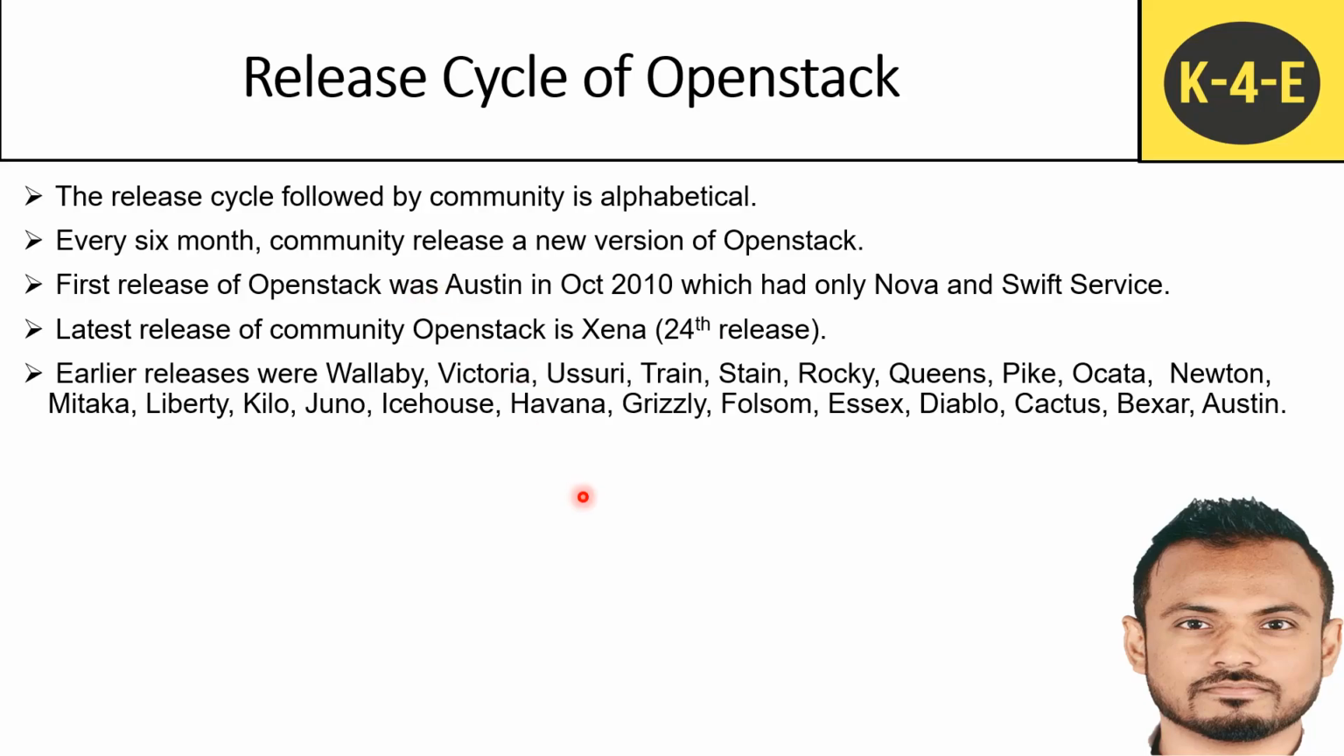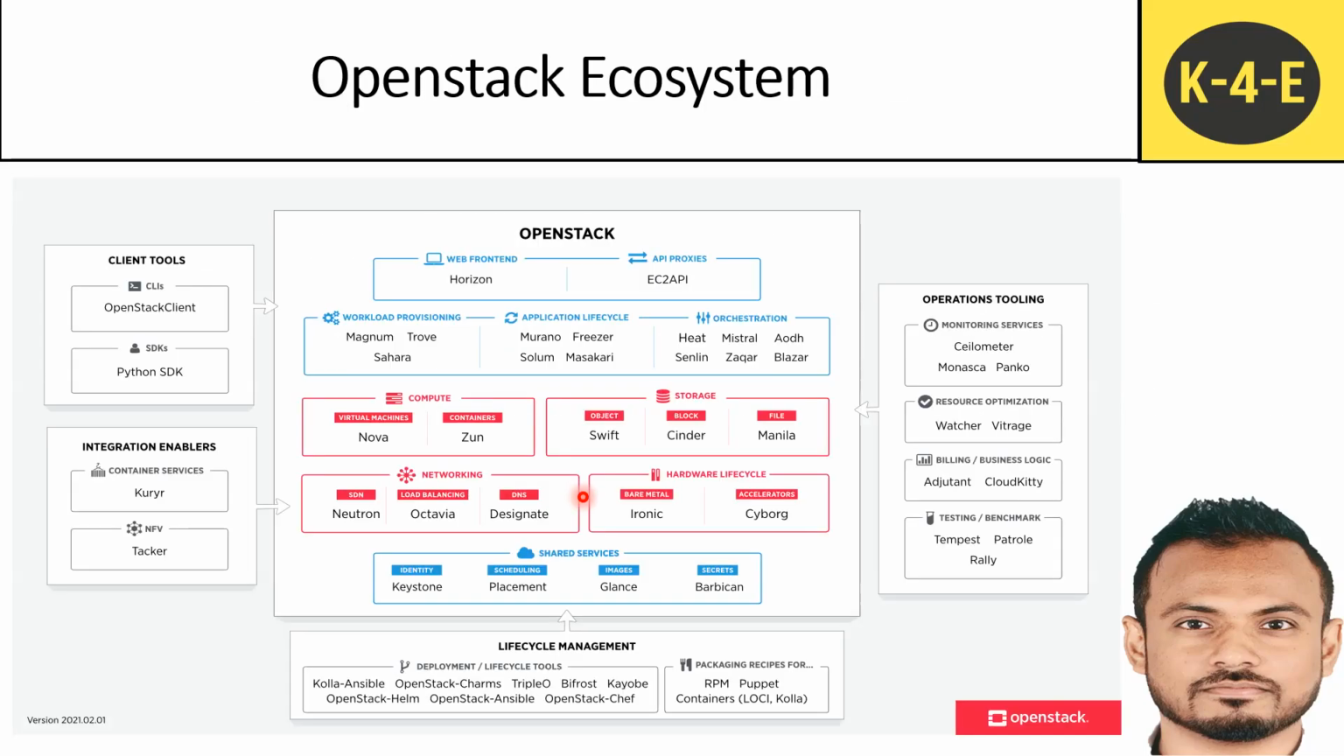So I'll move ahead from this very small section. This is actually the ecosystem of OpenStack. This slide gives you the complete services of OpenStack, meaning the different types of services OpenStack offers to a user. Everything is listed here. We don't need to learn everything because they are not relevant to us.